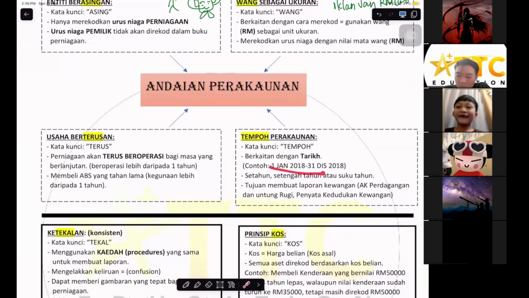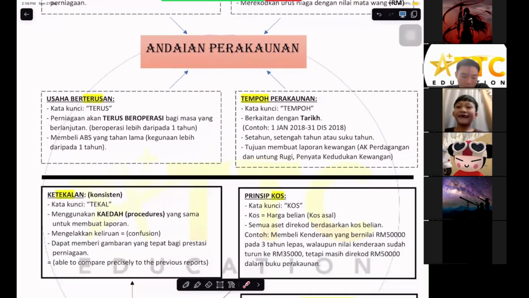Tempo perkalan, calendar. That's all. It can be also like what? 1st of April 2025 until 31st March of 2026. That kind of thingy. 1 year. If you see dates, definitely tempo.